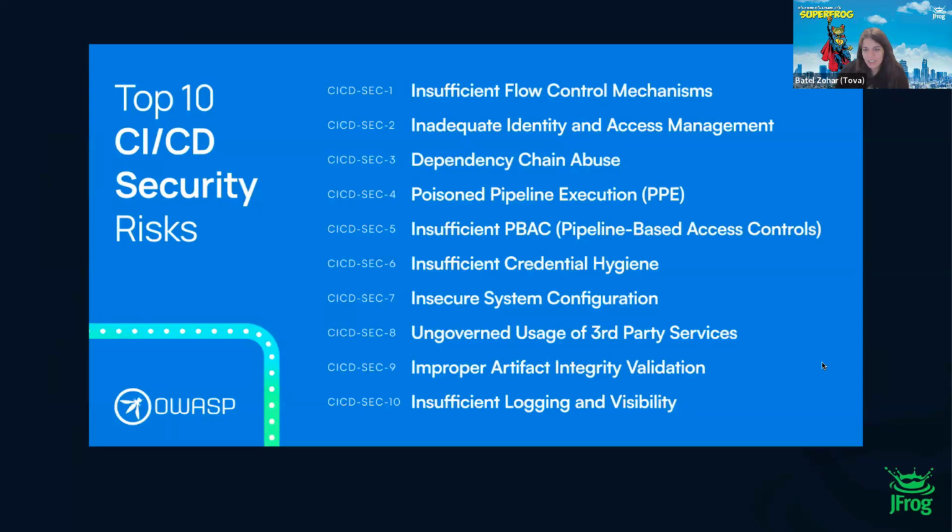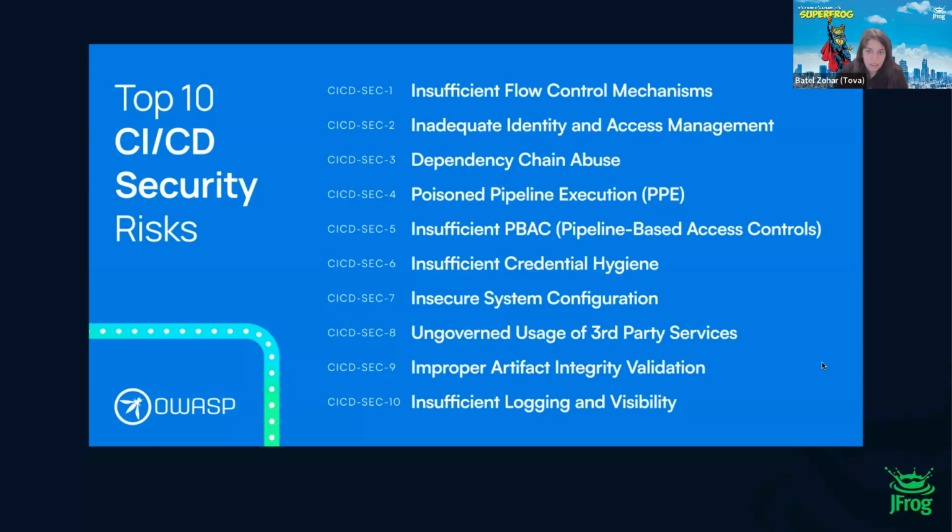So I'm really encouraging you to check this list later, but let's take the fourth injection because it's pretty cool, PPE, Poison Pipeline Execution. This risk refers to the ability of an attacker with access to the source control system and without access to the build environment, right? He can just reach out to the source control, in that case, for example, whenever you're writing your code.